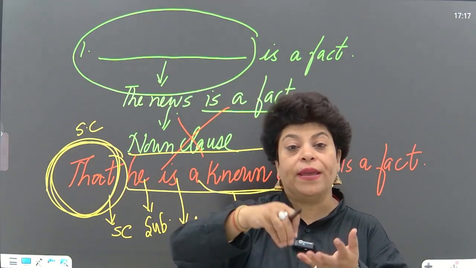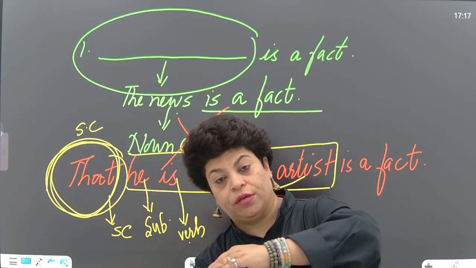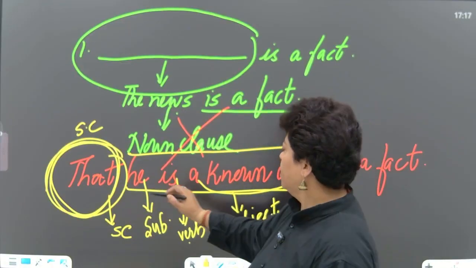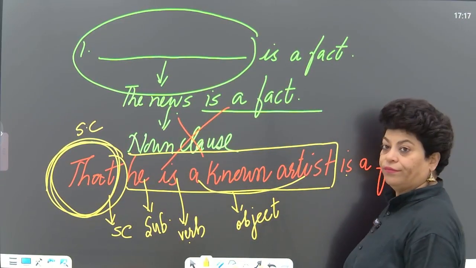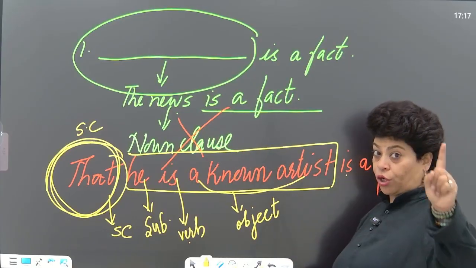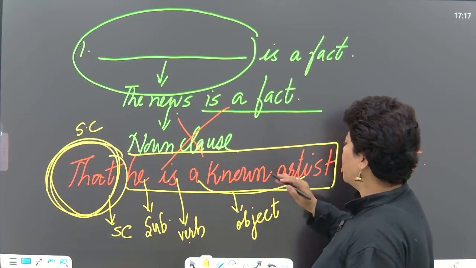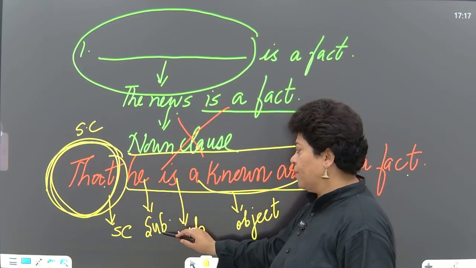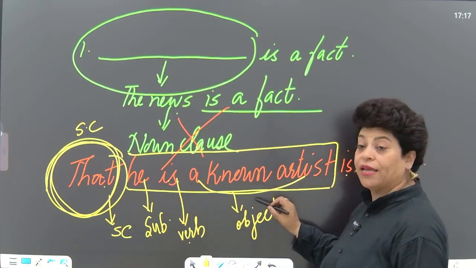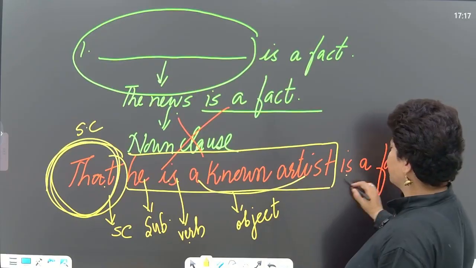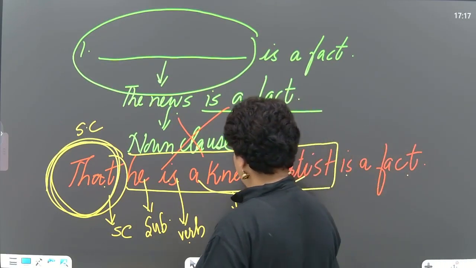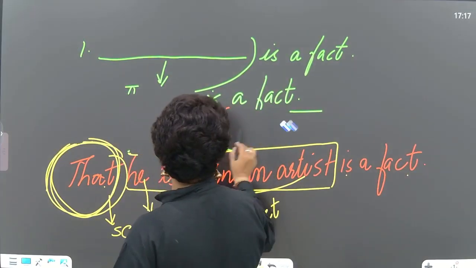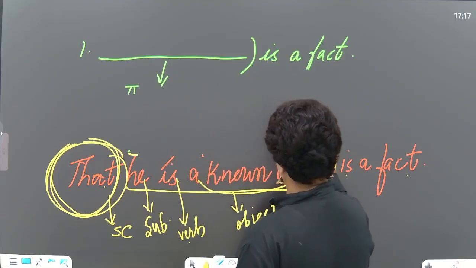And we know a subordinating conjunction makes the sentence dependent. Hence, it depends upon some other sentence. Now, what is that other sentence? That other sentence is the independent clause. What is it? Dash is a fact. The news is a fact, but not a clause. That he is a known artist, where that is a subordinating conjunction. He is the subject, is the verb, a known artist is an object. Hence, completing this statement, this complete thing, I take it this way. Now look carefully. I take it this way.